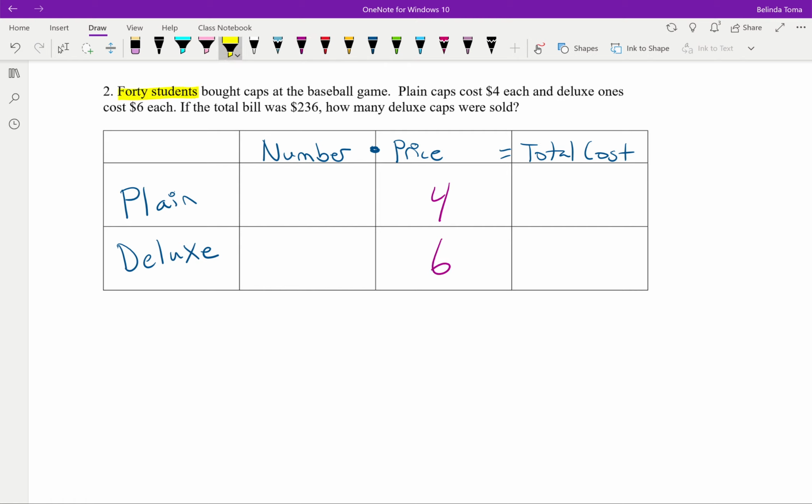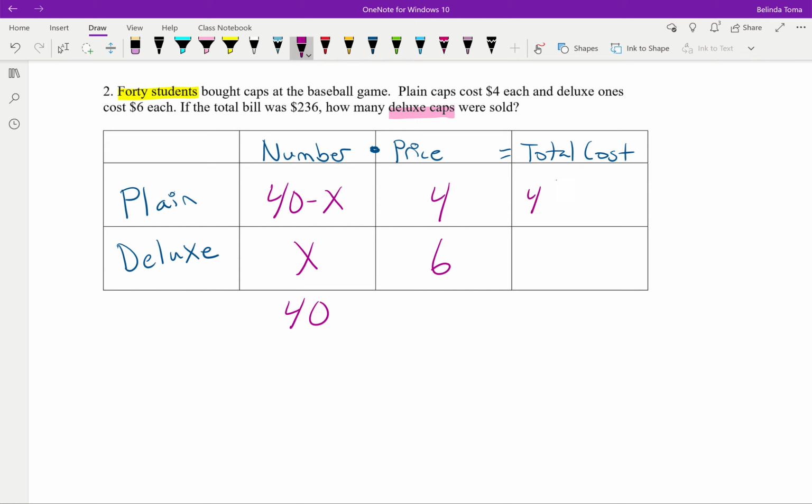There were 40 students, and we know that they bought, again, everybody bought one. So I'm going to put the 40 at the bottom of the number here. So it's asking us how many deluxe caps were sold. So just like I did in the last problem, I'm going to make that my x so it's easier for me to answer the question at the end. If 40 is my total and x is my deluxe, then plain must be 40 minus the deluxe.